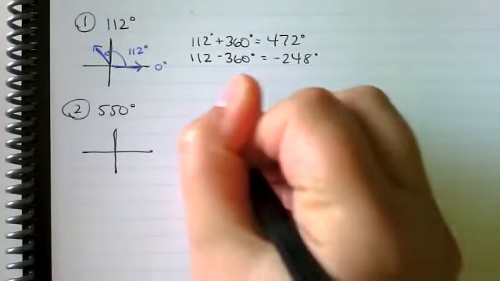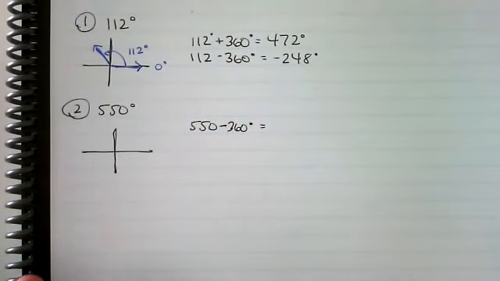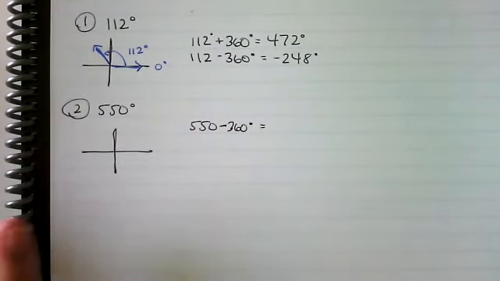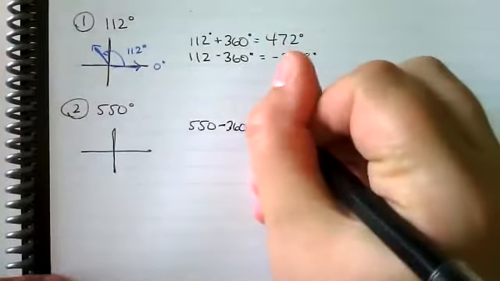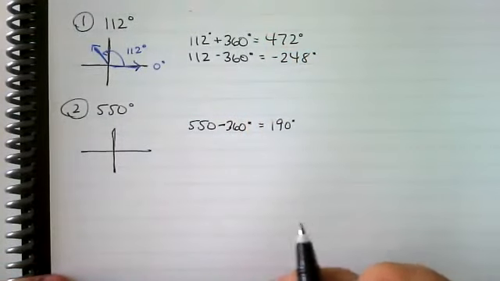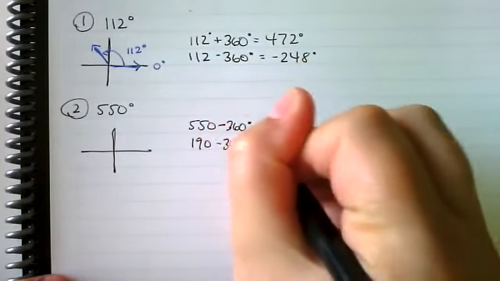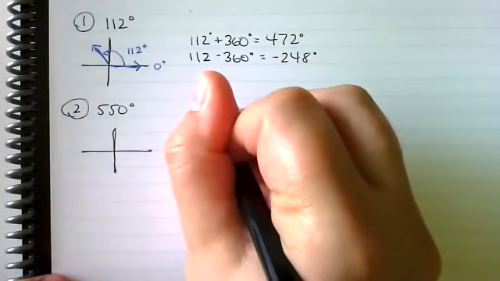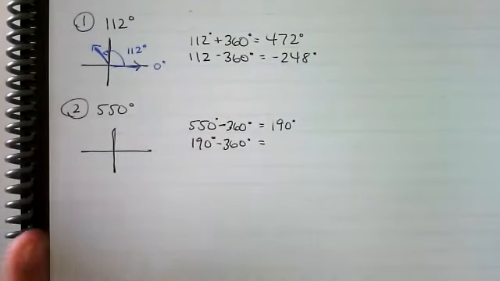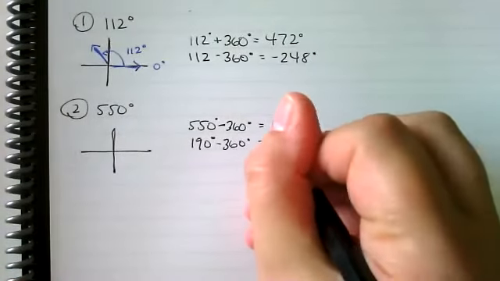I could add 360 to get a bigger positive number, but I eventually want to get a negative answer, so I'm going to have to subtract. So I'm going to do 550 minus 360, and I get 190. And then I can do that again. So I can do 190 minus 360 to get my other negative answer here. And then I'm going to subtract 360 again, and I get negative 170.